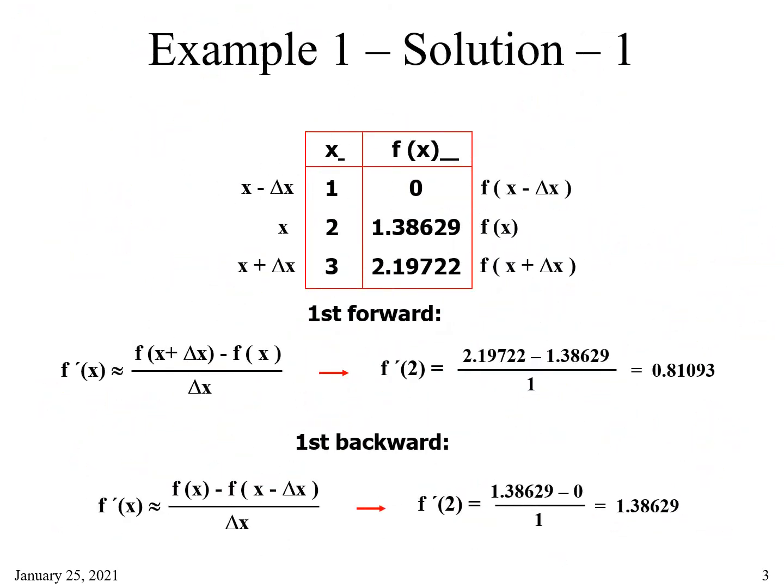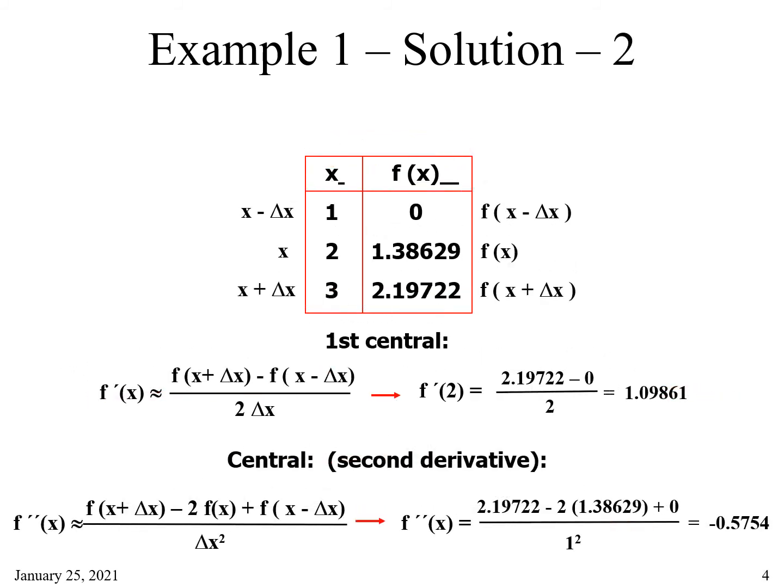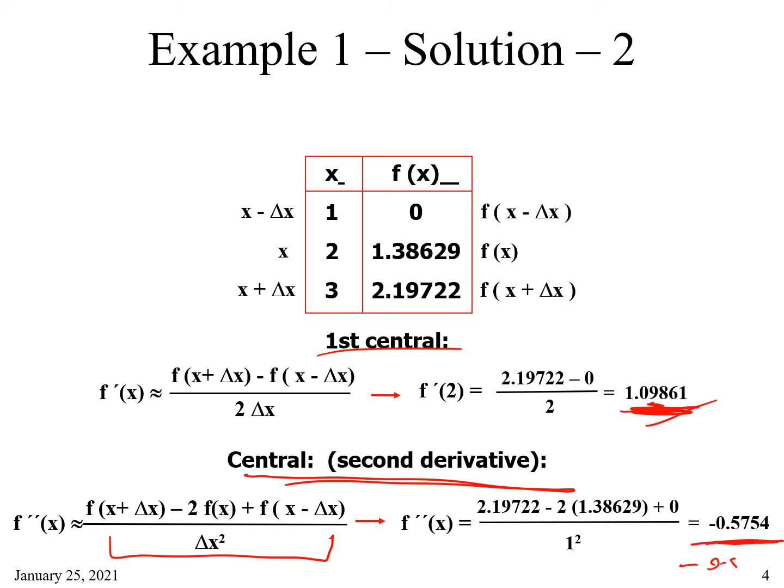So everything I worked there is what you see here, right? So this is the forward, that's the 0.81. This is the backward, the 1.38. This is the central, which is closer, it's 1.09, right? More accurate, close enough to 1. Then the second derivative, which I just did using this equation, is minus 0.57, close enough to minus 0.5.